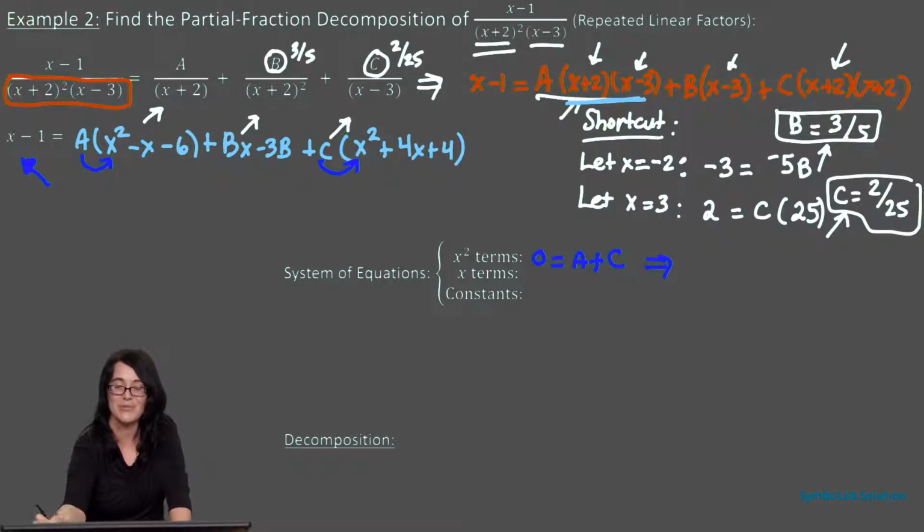Yeah, that's right. C was 2/25. So by using my c value here, I now know a. So 0 equals a plus 2 over 25. So now I know what a is. A is just negative 2 over 25.